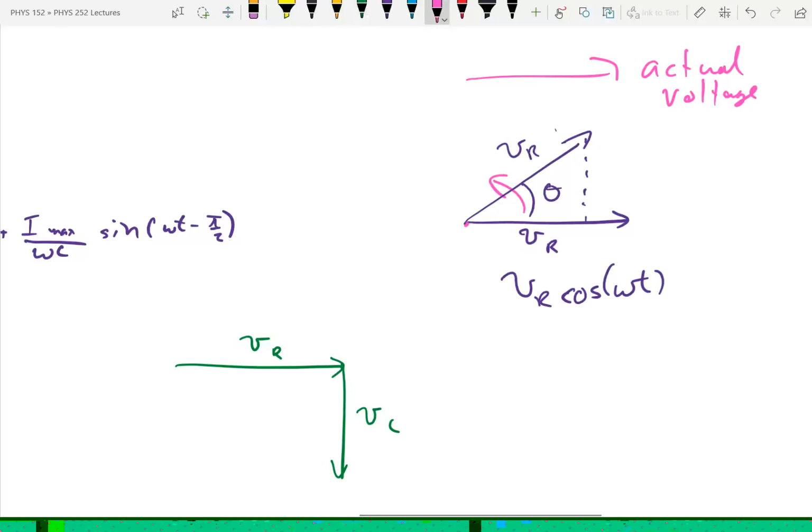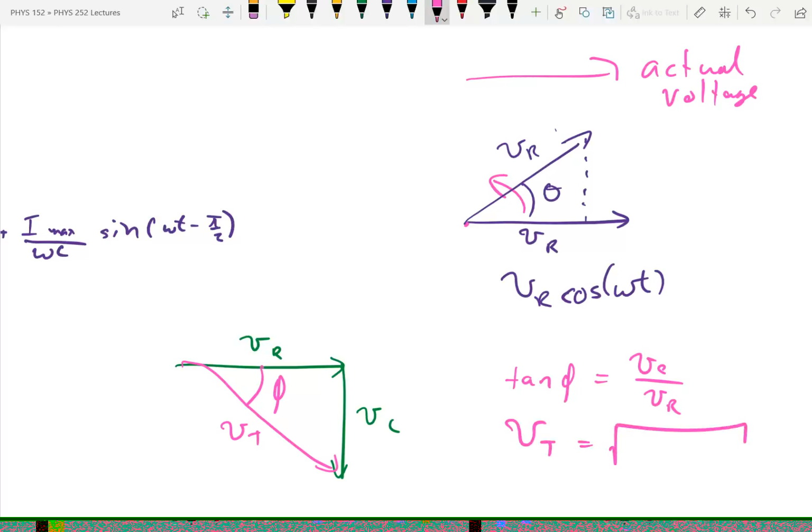And then my total voltage is that, and it has some angle here that I find by comparing the magnitude of VR and VC. So I'll call this angle phi, and I would say tangent of phi is equal to VC over VR, opposite over adjacent. And so I can find that angle phi. And of course, V total is the square root of VR squared plus VC squared.